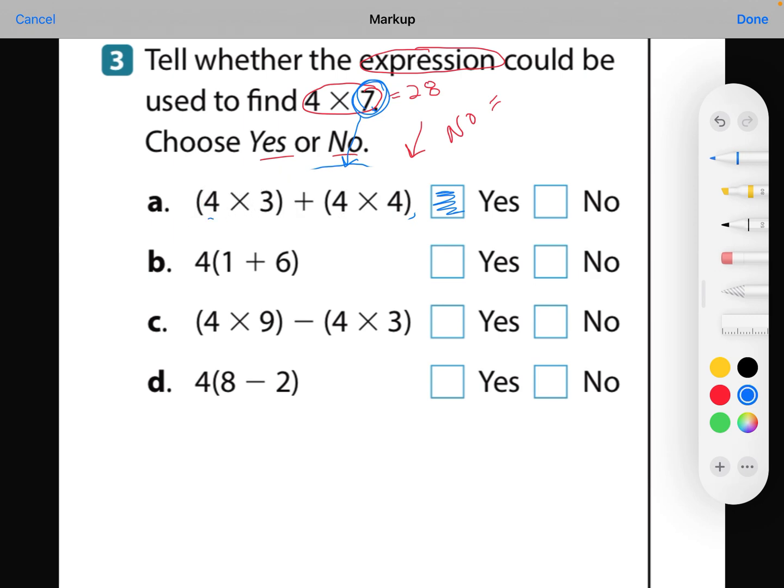And we learned that you solve parentheses first. They're most important in the level of math we're working. 4 groups of 3 is 12. We're going to add last. And 4 groups of 4 is 16. And 12 plus 16 equals 28. That's the method I like, to already have the product.